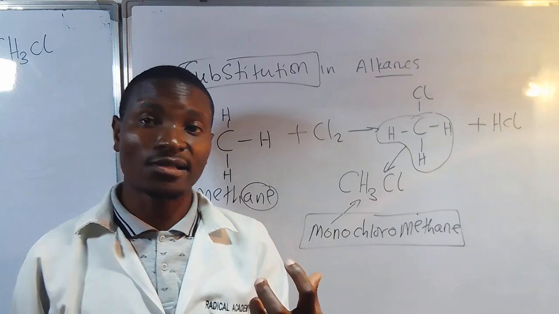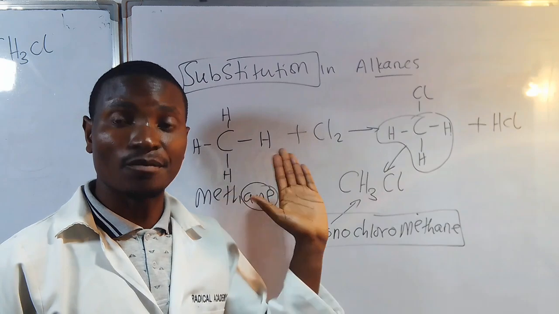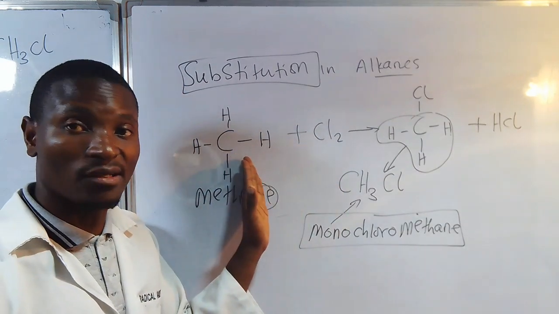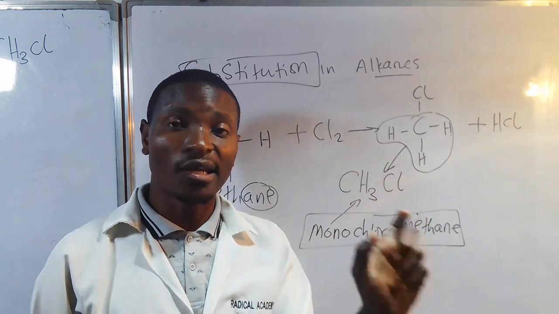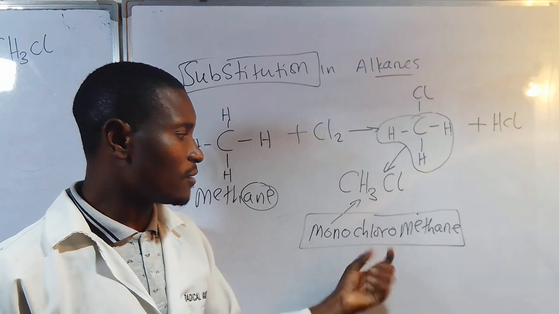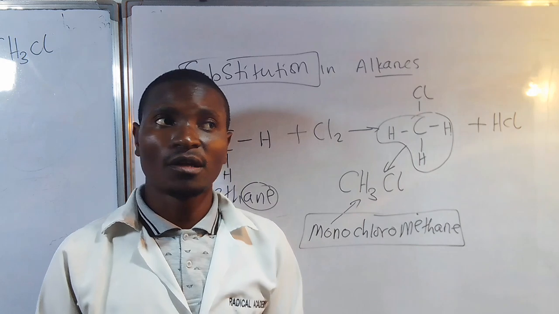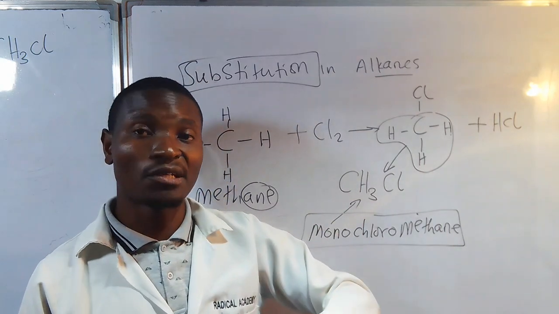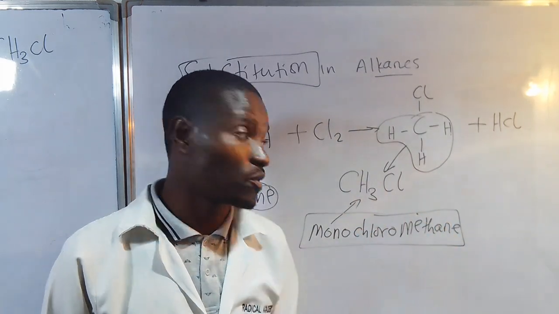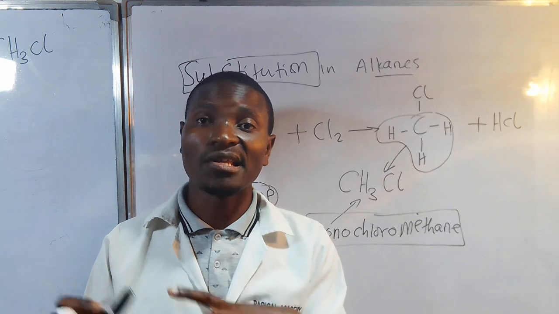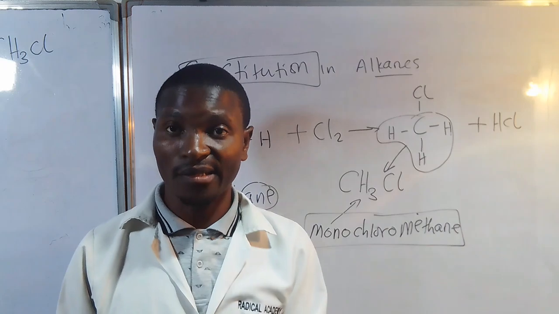So this is the name. The mono implies that only one atom of chlorine was substituted into the methane. The mono is just the number of atoms of that element that have been substituted into the original compound, and the chloro is the prefix in terms of naming. If we were doing bromine, it would have been monobromomethane, or whatever anything that you can substitute. So this is the meaning of substitution reaction in alkanes under hydrocarbons, or rather organic chemistry.